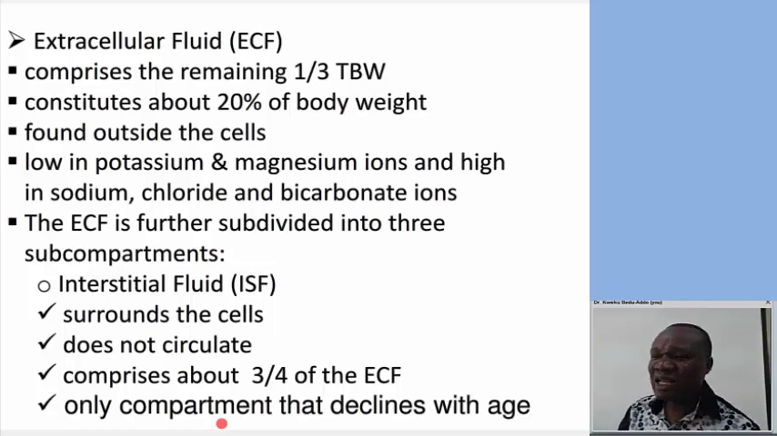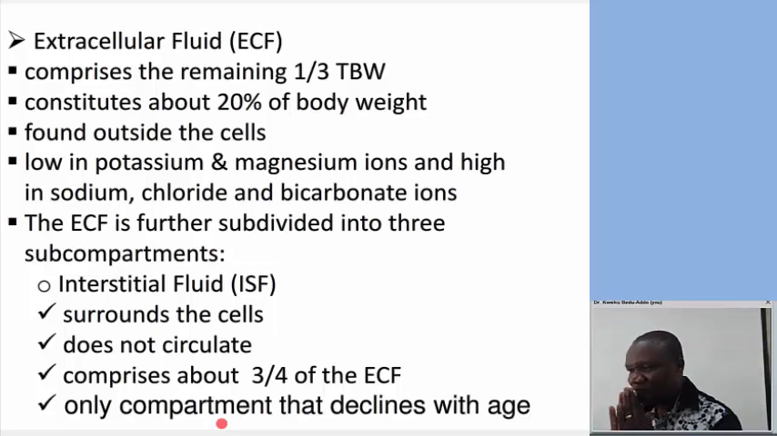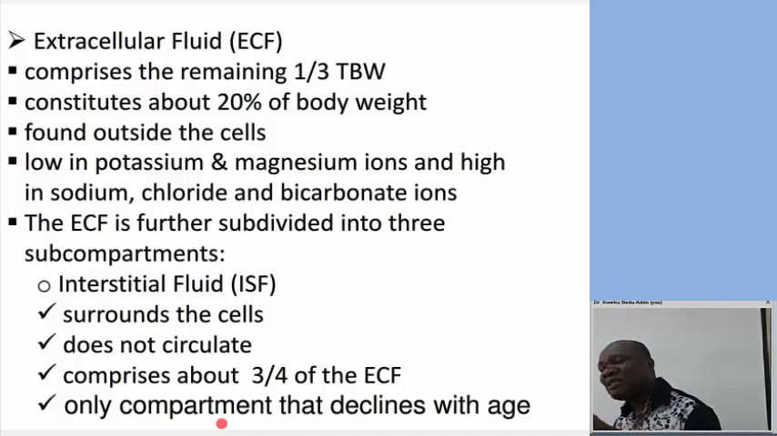Now, the extracellular fluid is further divided into 3 subcompartments. We have the interstitial fluid. Now, this fluid surrounds the cells. They are the fluid that immediately surrounds the cells, and this does not circulate. And it comprises about 3/4 of the extracellular fluid.